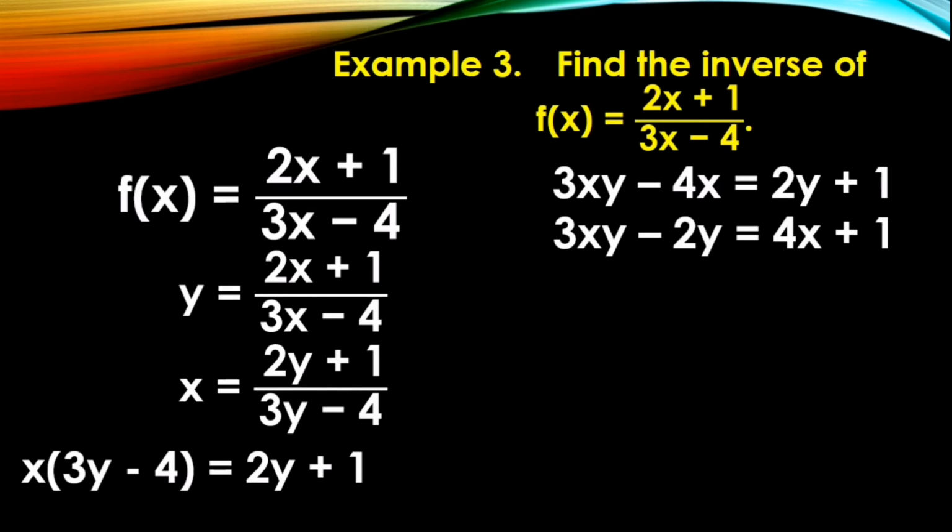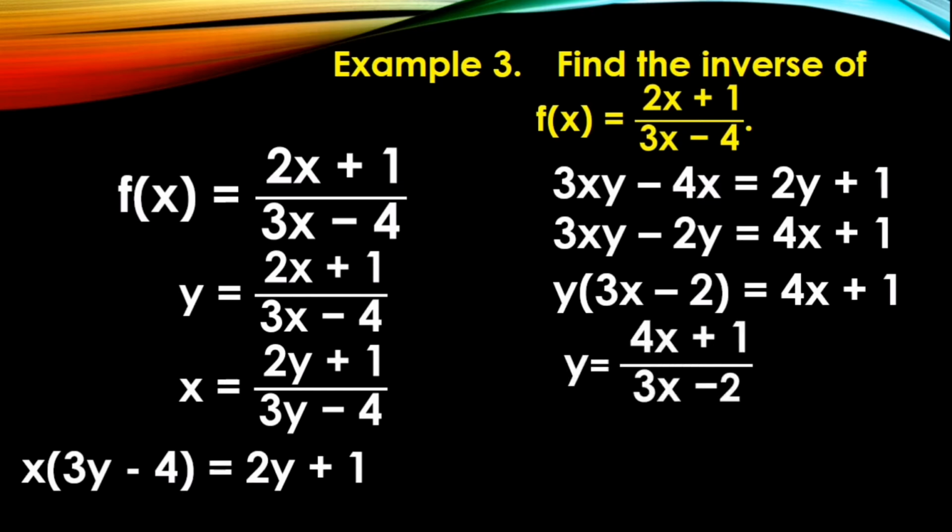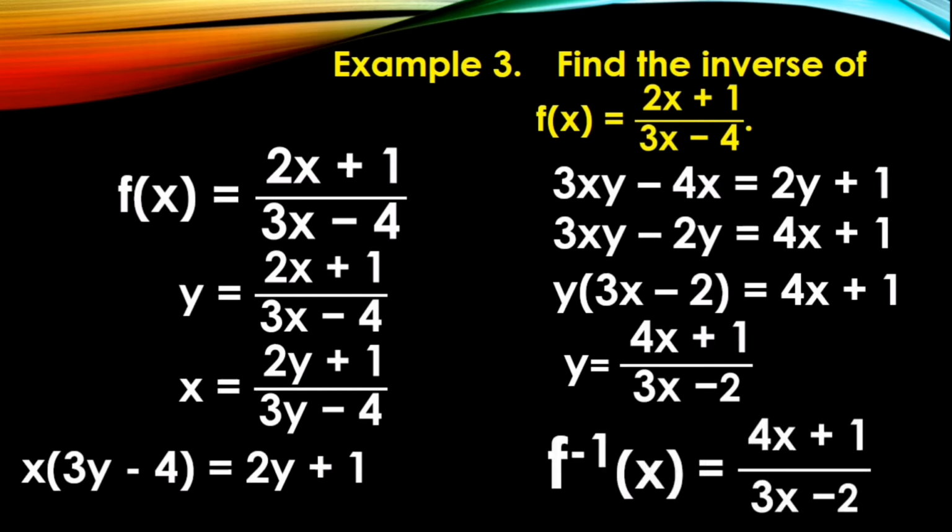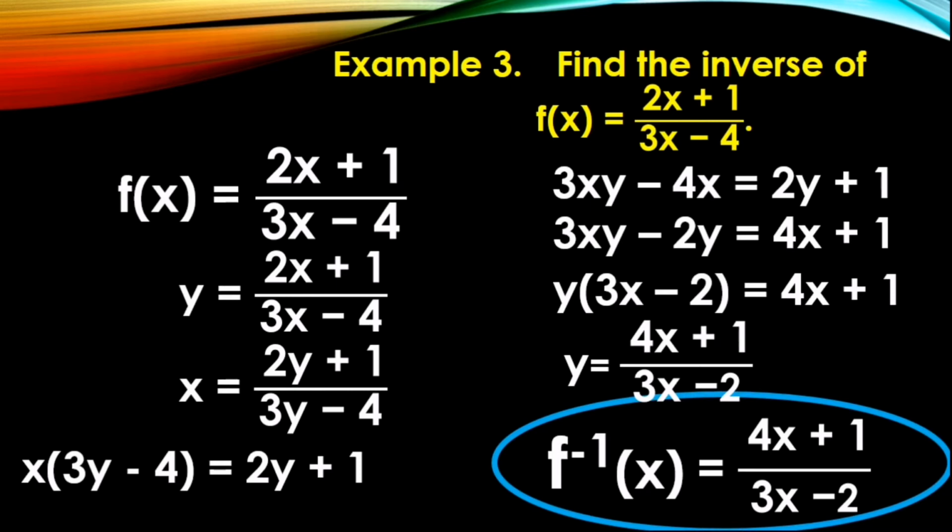And then we will factor 3xy minus 2y: y times the quantity 3x minus 2 is equal to 4x plus 1. y is equal to (4x plus 1) divided by (3x minus 2). So this is now the inverse of the function (2x plus 1) divided by (3x minus 4).